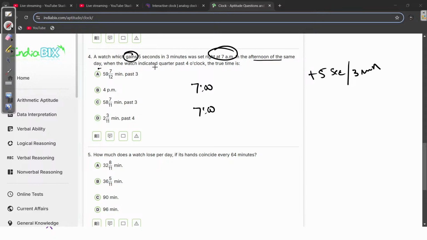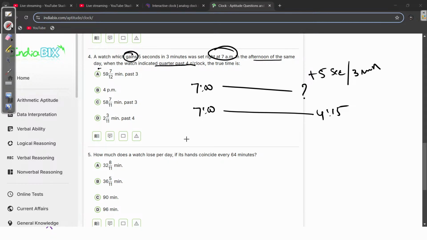Afternoon of the same day, when the watch indicates quarter past 4, that is 4:15. The faulty one is showing 4:15, and you need to find out the true or original time. You are setting both of them at 7, and in the evening, if the faulty one is showing 4:15, you need to find out the true time. The speed here is 5 seconds for every 3 minutes. That's the only data.